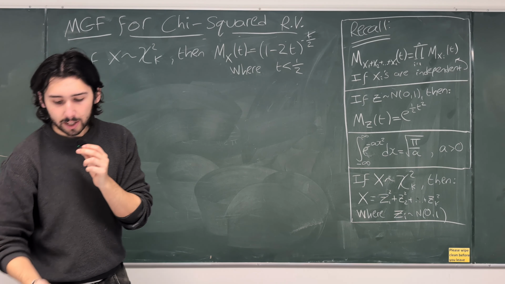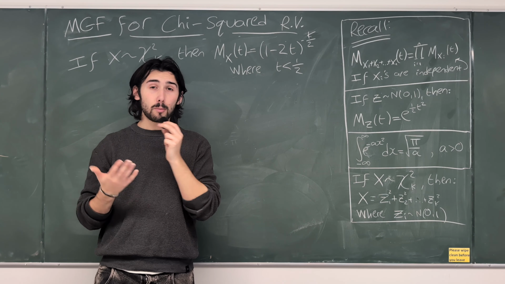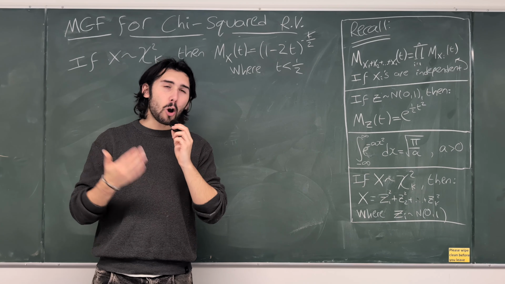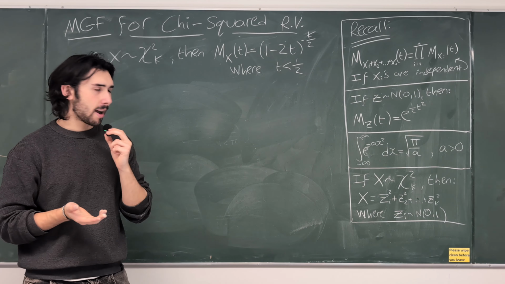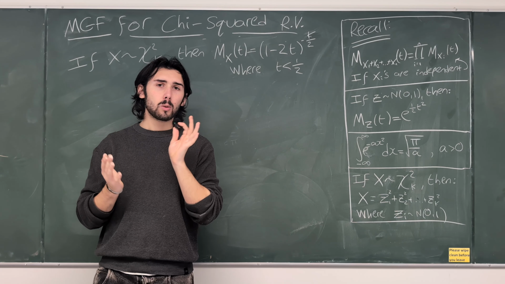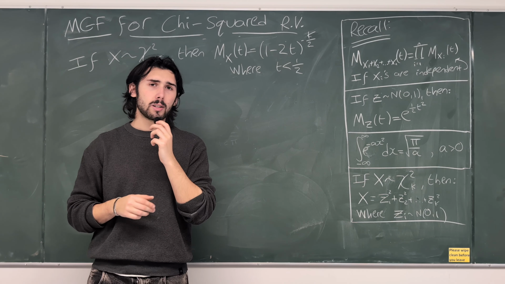And don't you think it's really cool that we've managed to use the moment generating function to derive the moment generating function for a chi-squared random variable without knowing what the probability density function is for a chi-squared random variable? I've not written it anywhere on the board. We didn't do it at all. We never ever looked at the probability density function for a chi-squared random variable.